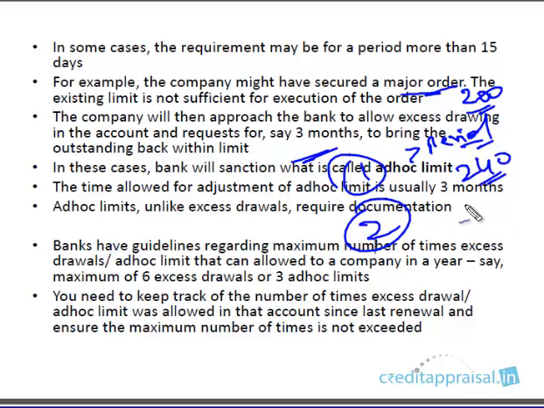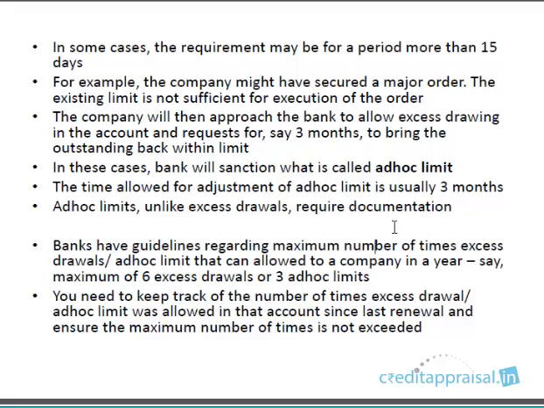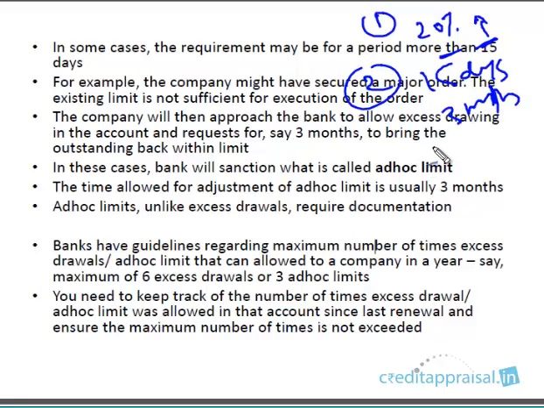The second difference is that ad hoc limits require documentation. Documentation is not required for excess drawal, but for an ad hoc limit you require documentation. Regarding the policy guidelines, banks have a percentage beyond which the sanction limit cannot be exceeded. This varies from bank to bank. We said it is 20%, but it might vary. The period, we said, is 15 days for excess drawal and 3 months for ad hoc limit. This might vary too; these are the usual norms.